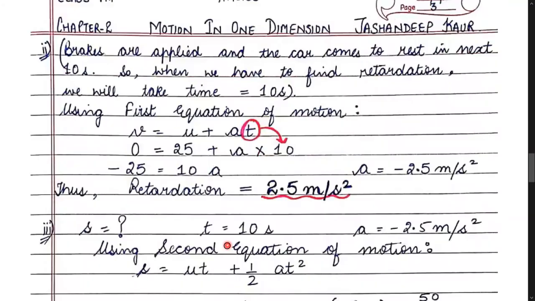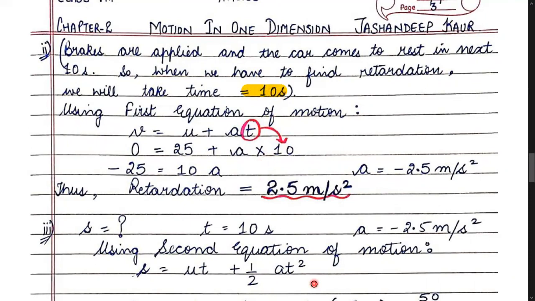While in the second part, they are asking for retardation. Now children, in the first 5 seconds, the brakes were not applied. So what does it mean? The brakes are applied and the car comes to rest in the next 10 seconds. So when we have to find retardation, we will take time as 10 seconds.